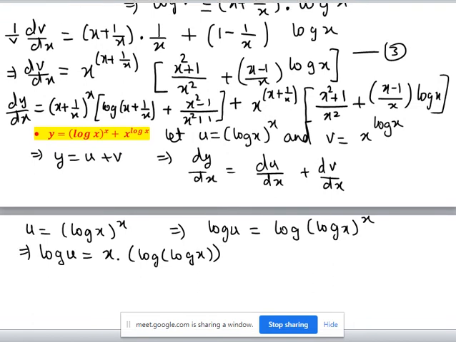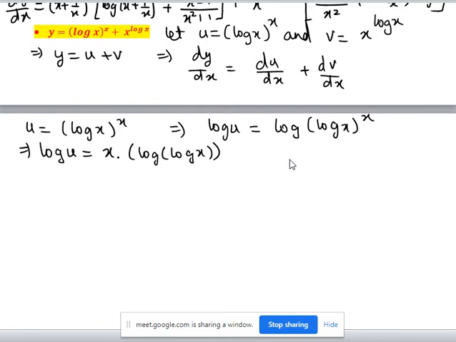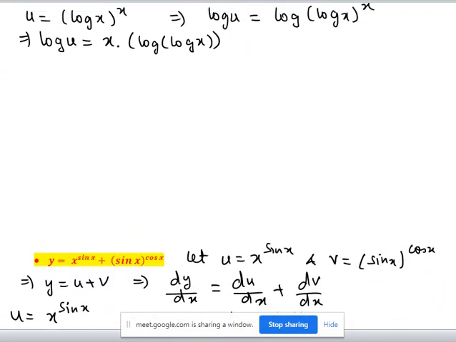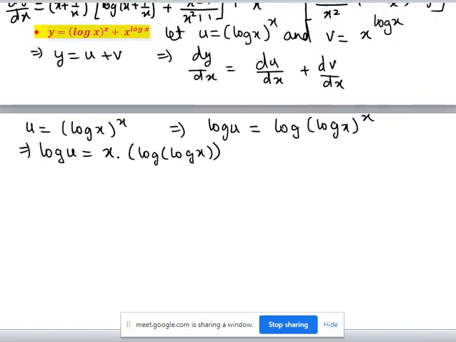It is again a sum of two functions on the right side. One function is (log x) raised to the power x, and the other one is x to the power log x. So the first one I have replaced with u and the next one I have replaced with v. So y became u plus v. Therefore on differentiating, dy over dx is du over dx plus dv over dx.